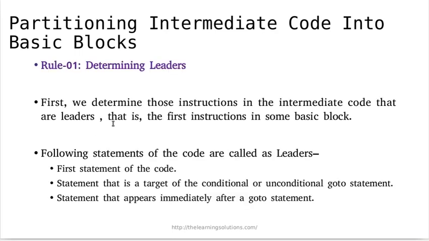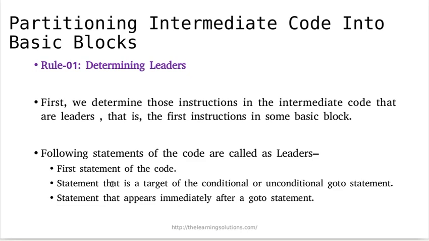In the first rule, that is determine the leader, what do we have to determine? We have to determine the starting instruction. So first determine those instructions in the IC that are the leaders, that is nothing but the first instruction in a basic block. To become a leader, there are some criteria. If the statement follows those criteria, it will be called a leader. So what are those criteria? Understand. First one, the very first statement of the code will be called a leader. This is the first criterion.